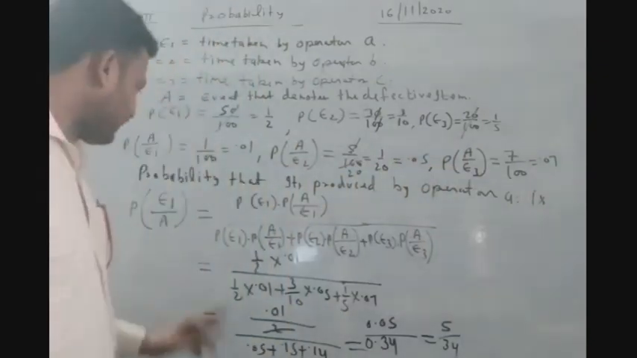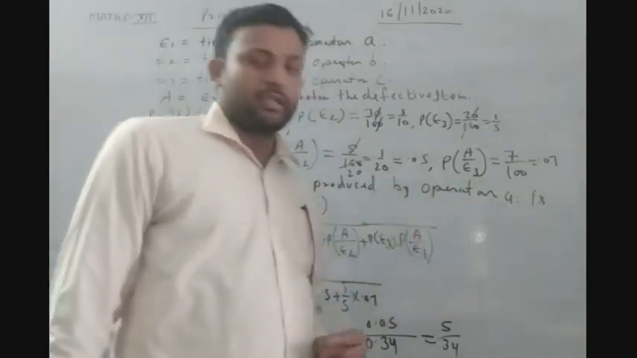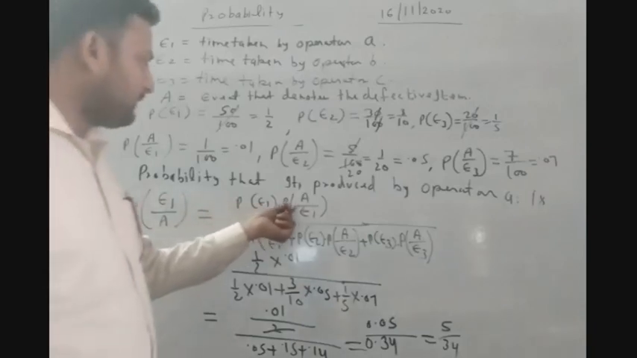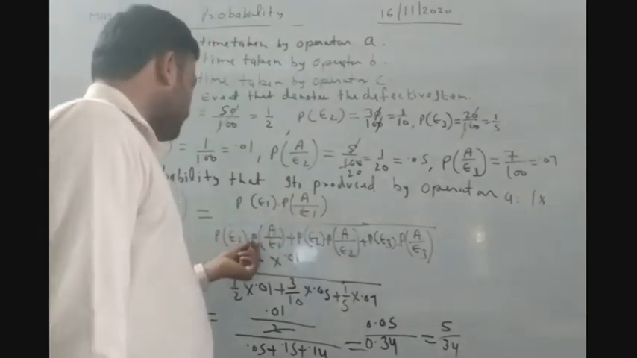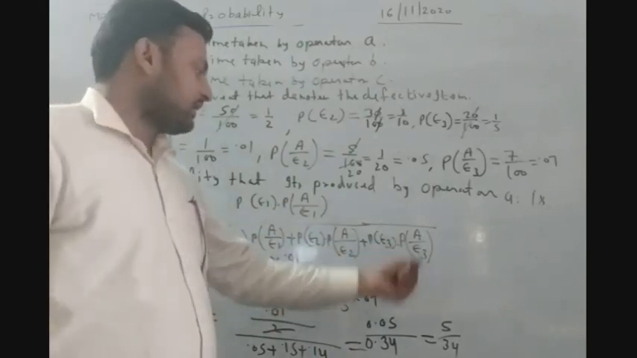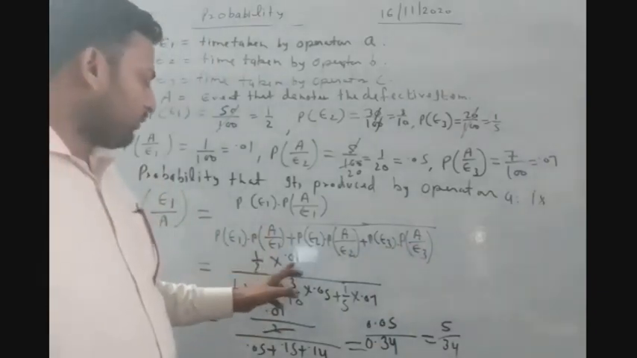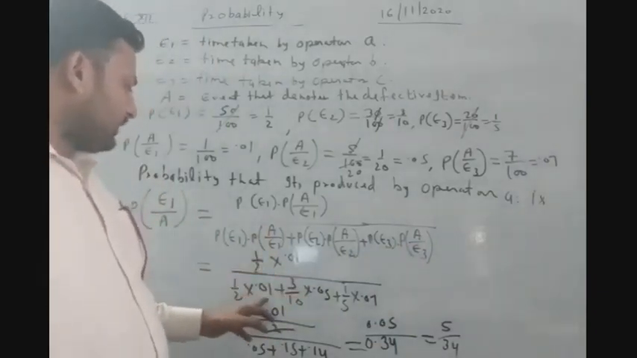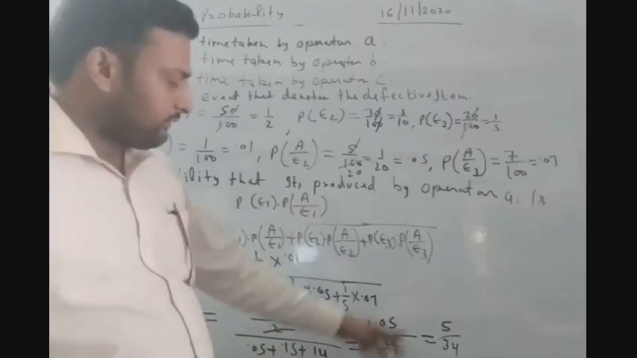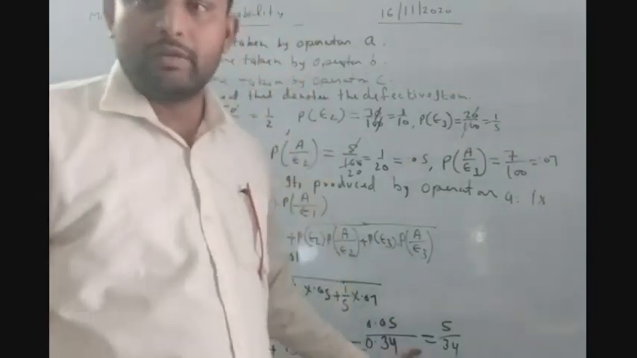A by E2 and probability of A by E3. Now we have to find the probability that the defective item was produced by operator A, denoted by probability of E1 by A, that is probability of E1 into probability of A by E1, divided by probability of E1 into probability of A by E1 plus probability of E2 into probability of A by E2 plus probability of E3 into probability of A by E3. This will be 1 by 2 into 0.01, and so on, and after solving the calculation we will get our required result, which is 5 by 34. It will be our answer.